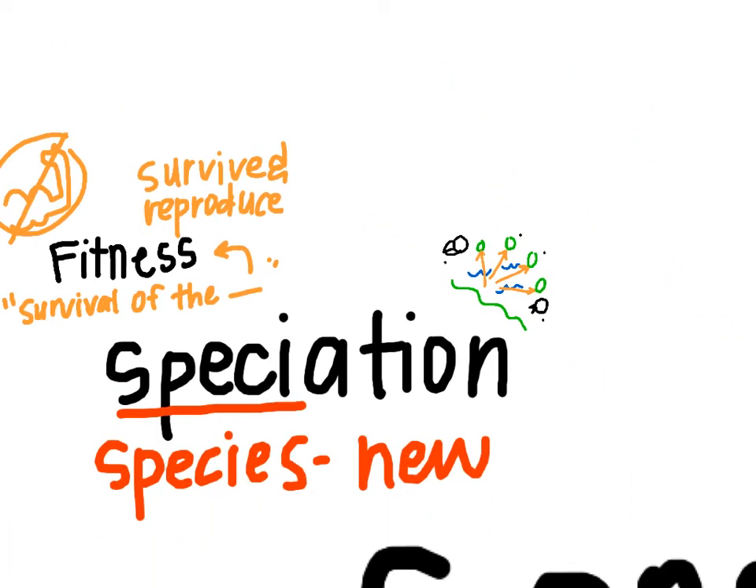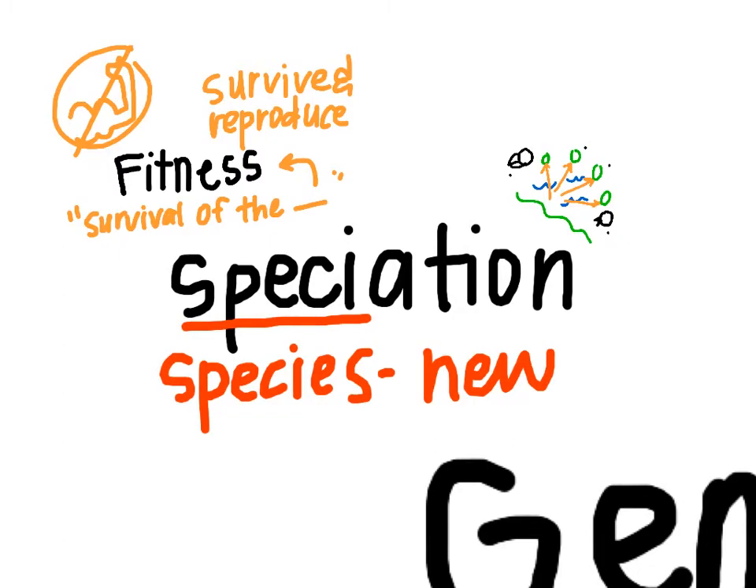And so basically over time we get a new species of finch here, a new species of finch here, and a new species of finch on each island because they've been isolated for so long. And so this formation of these new species of finches is speciation.